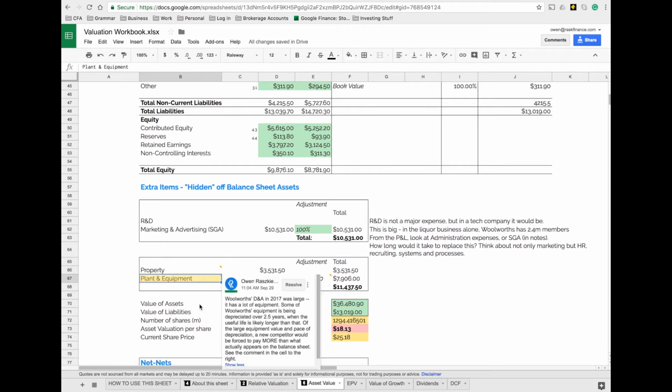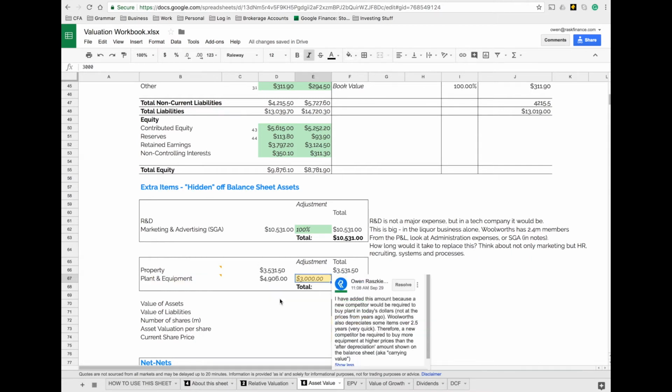Plant and equipment. So this is an example of something that might depreciate. So say like fridges or buildings, for example. So Woolworths' depreciation and amortization in 2017 was large. It has a lot of equipment. Some of Woolworths' equipment is being depreciated over 2.5 years, when the useful life is likely longer than that. Because of the large equipment value and pace of depreciation, a new competitor would be forced to pay more than what actually appears on the balance sheet.